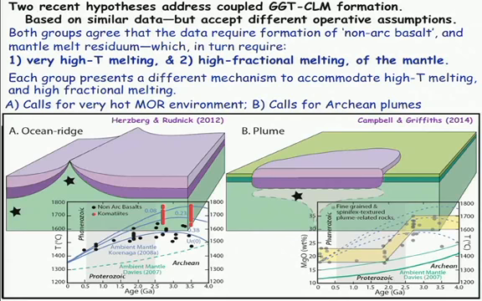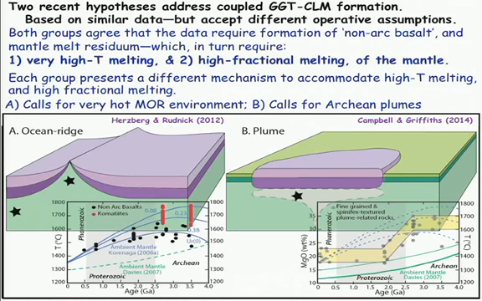And I want to highlight two recent hypotheses here that both explain or address coupled granite greenstone and cratonolithospheric formation. It's interesting that both of these agree on certain things. They try to form non-arc basalt, which is in the granite greenstone terrain, and the cratonolithospheric mantle, and they both require or employ from the data very high temperature melting and very high fractional melting of the mantle. That's going to be really important.